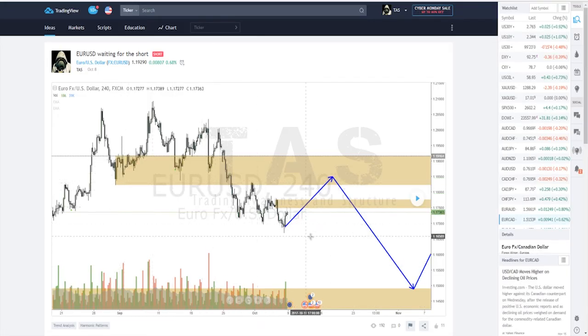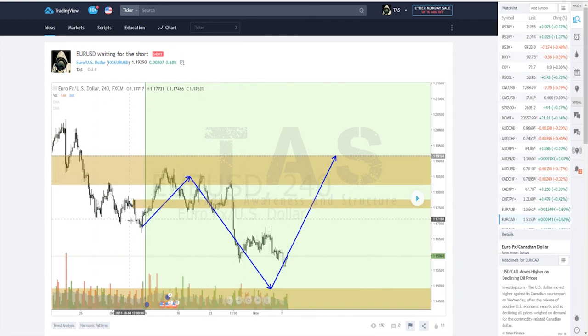Let's look for another one. This too, I was expecting price to come up here to clean out these stops and then go for a sell. And that's what it did. Came up here, it cleaned up these stops, this area.